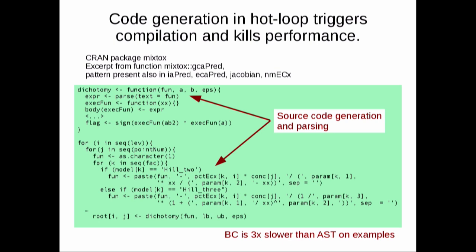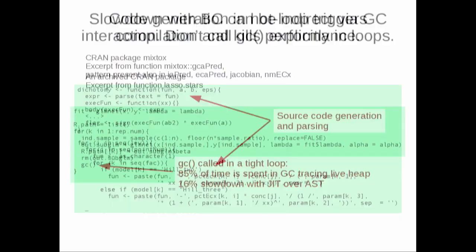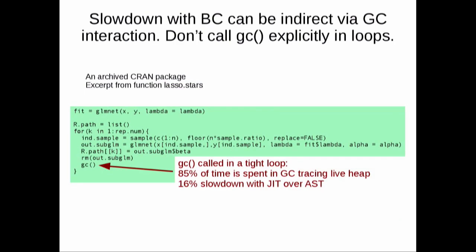And so the big overhead here is, of course, compilation. So this code will run 3 times slower with the bytecode compiler than with the AST interpreter. However, I'm sure that if this code was rewritten to just have some closures with if statements and switches, it would be much faster also with the AST interpreter than it is now. So this is an example of code that could use some refactoring.